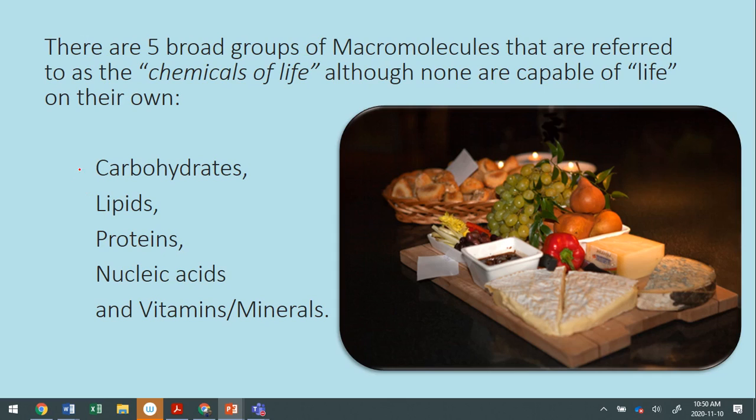Okay, so we're going to spend some time today talking about carbohydrates, spend some time on Thursday talking about lipids. On Friday, we're actually going to go to the lab, but we're also going to talk a little bit about proteins before we go to the lab. And then we're going to talk about nucleic acids and vitamins and minerals.